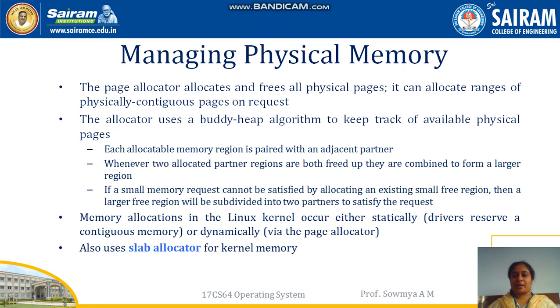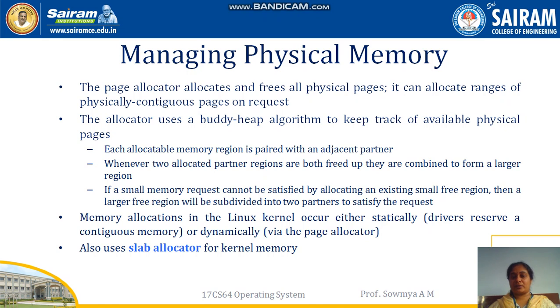In physical memory management we have the page allocator. Based on demand paging, the page allocator will work. This allocator uses the buddy heap algorithm. In the buddy heap algorithm, whenever memory is to be allocated, the page will pair up with an adjacent partner. Like if you have a file, then that number of pages will be considered as adjacent partners and will be paired. Whenever two allocated partner regions are both freed up, they combine into a larger free memory region.